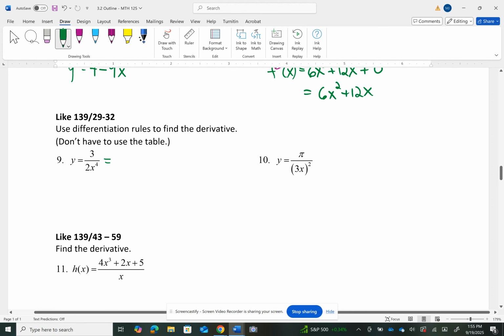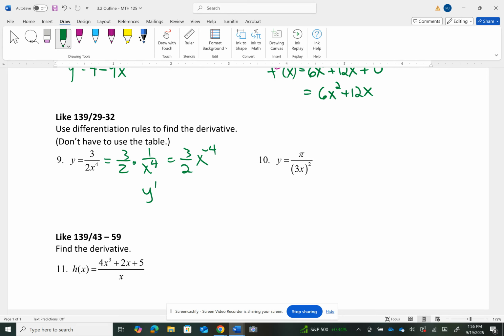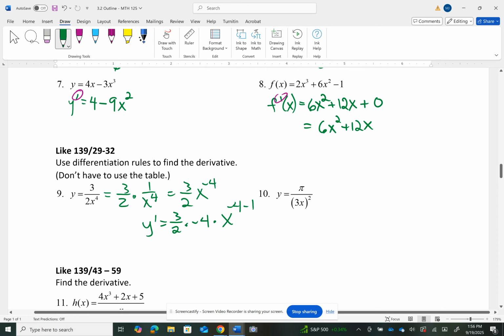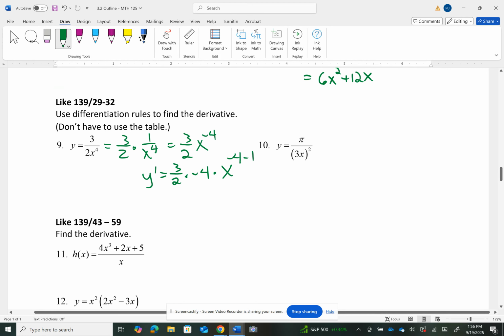First, this is the same as 3/2 times 1 over x to the 4th. And we know that 1 over x to the 4th is the same as x to the negative 4. All that's just rewriting. Now, when I go to do the derivative of it, I'm going to bring the negative 4 down in front and subtract 1 from the exponent. Now, I'm writing a little more on that problem than I did on, say, question 7 or 8, because the exponent was negative and my coefficient was a fraction, so it's just harder to do.